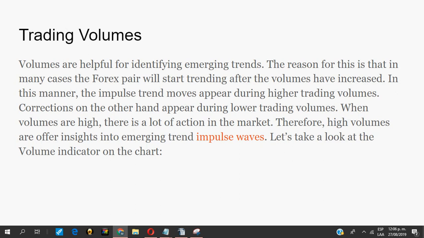Trading volumes. Volumes are helpful for identifying emerging trends. The reason for this is that in many cases, the Forex pair will start trending after the volumes have increased. In this manner, the impulse trend moves appear during higher trading volumes. Corrections, on the other hand, appear during lower trading volumes. When volumes are high, there is a lot of action in the market. Therefore, high volumes offer insights into emerging trend impulse waves. Let's take a look at the volume indicator on the chart.